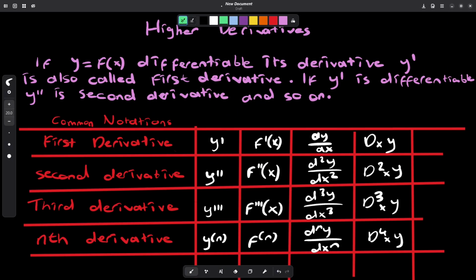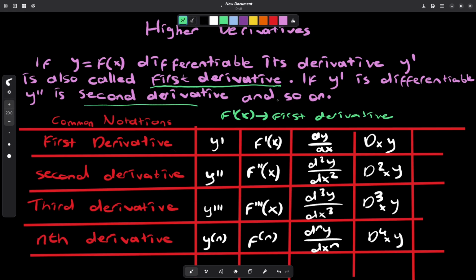We all know how to differentiate a function. If I differentiate a function, I will call it first derivative. So the derivative we know is also called first derivative. If I differentiate first derivative, I will call it second derivative, and it will go on and on.